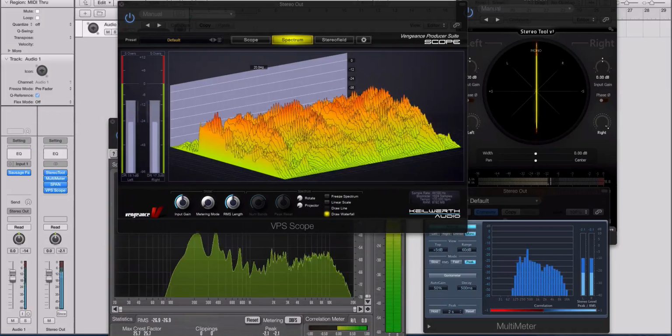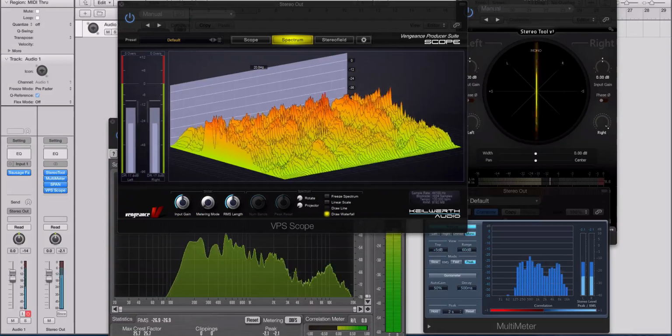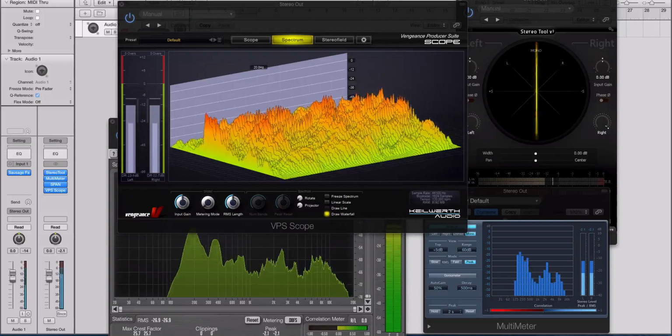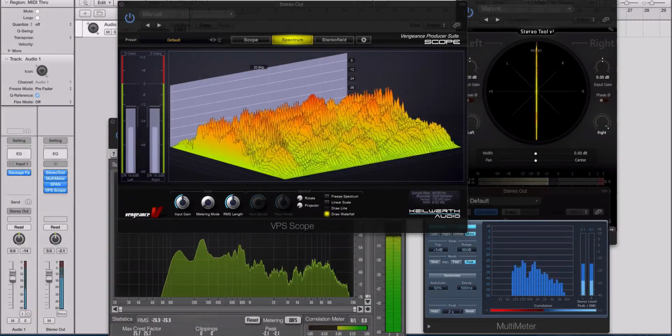So using these visualizer plugins, you can help offset that difference. By comparing your tracks to professionally released, commercially released reference tracks, you can use these plugins as a guide to make informed, quick decisions about your mix.